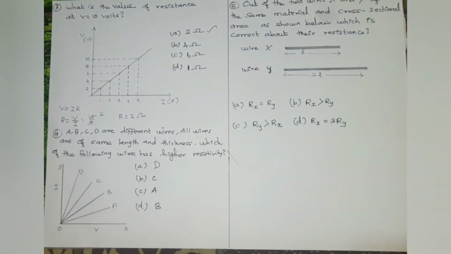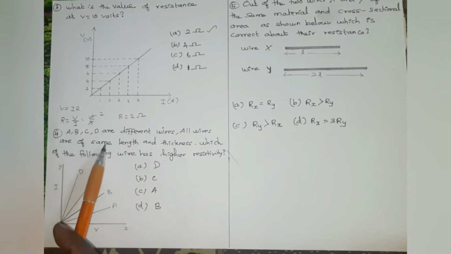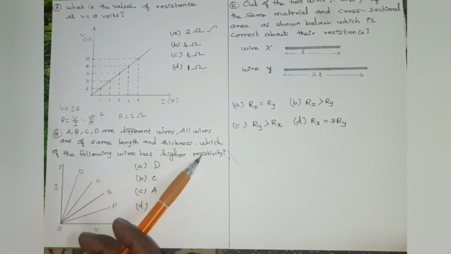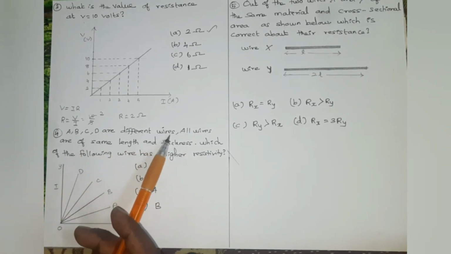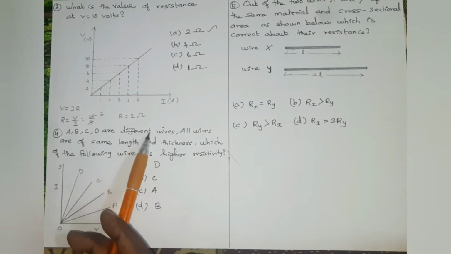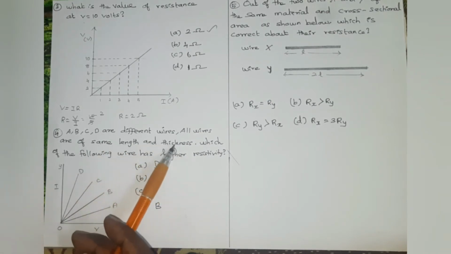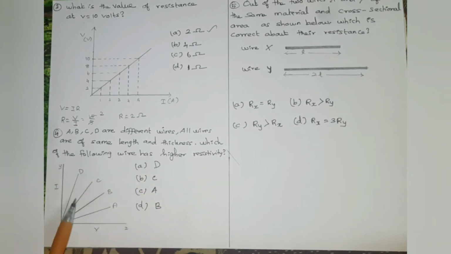Alright guys, next question. A, B, C, D are different wires. All wires are of same length and thickness. Which of the following has the higher resistivity? Guys, all the wires are of different materials, right? So here the given information is all the wires are made of different materials, but they have same length and thickness. That means their resistivity will differ. We need to find which material has the most resistivity.